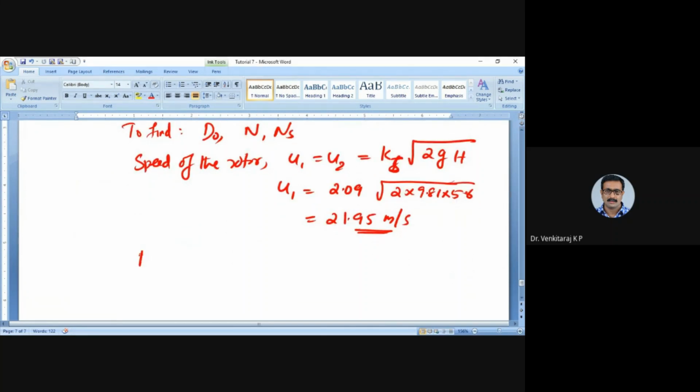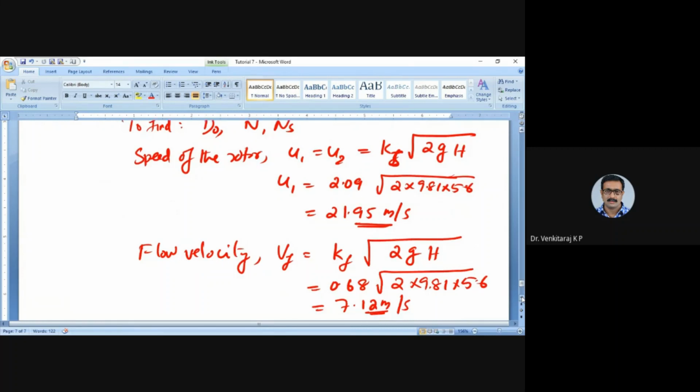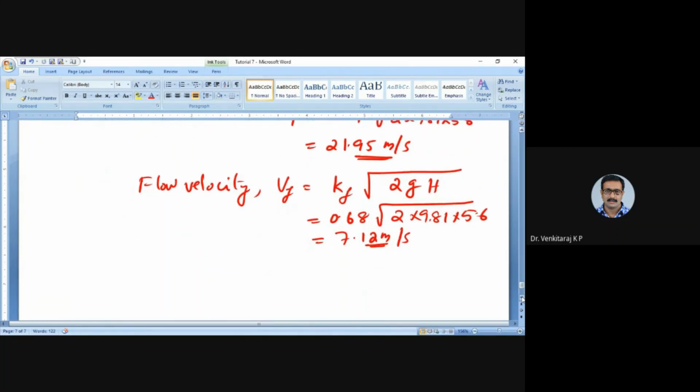Similarly, the flow velocity is flow coefficient into root of 2gh. So this is equal to 0.68 multiplied by root of 2 into 9.81 into 5.6. So after calculating, you get this as 7.12 meter per second. So now you obtain both the speed of the rotor and the flow velocity.